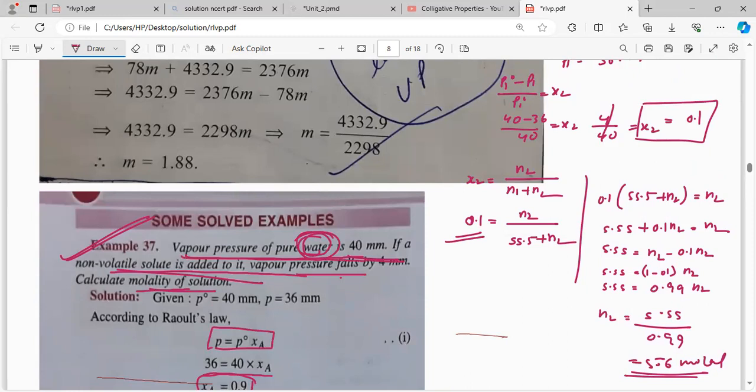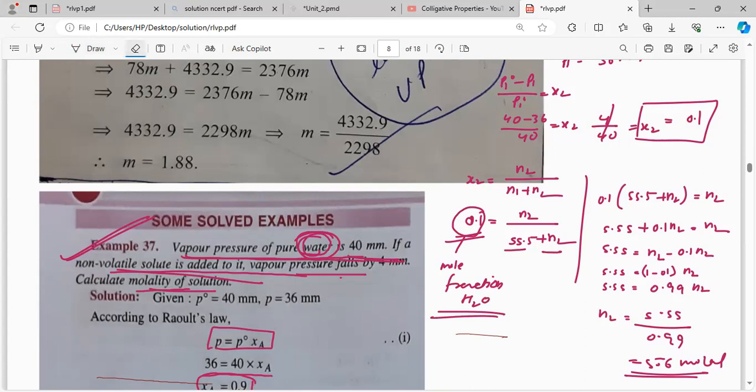But here is X2. Whenever we are writing X2, it will be N2. The vapor pressure of pure water, if a non-volatile solute is added, falls by it. Calculate the molality. So N2 is there, and N2 we consider to be the solute, 55.5. But this is the mole fraction of water now. Are you getting this one?